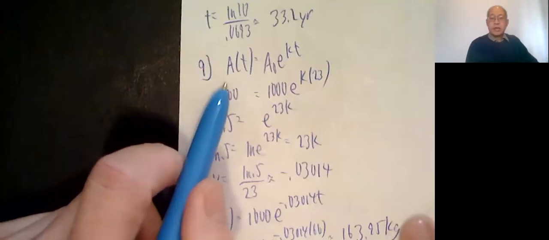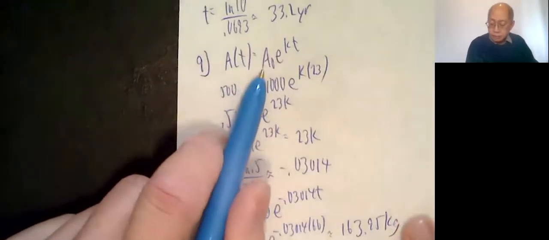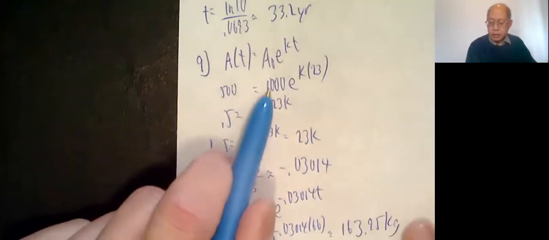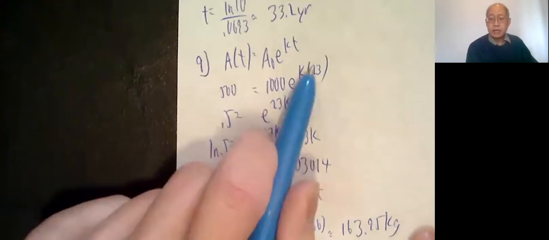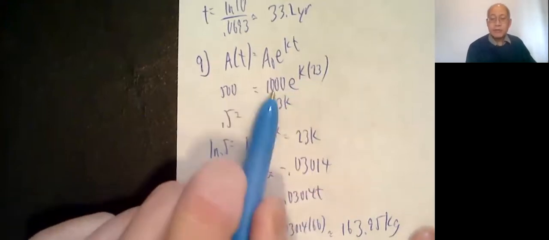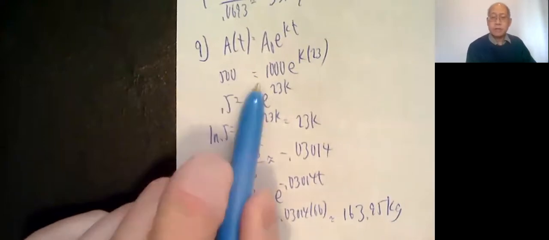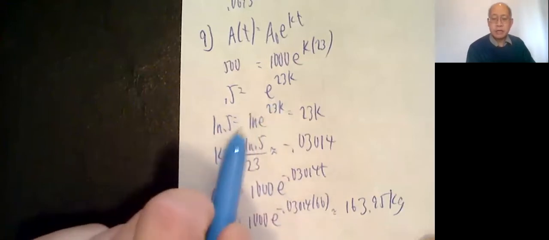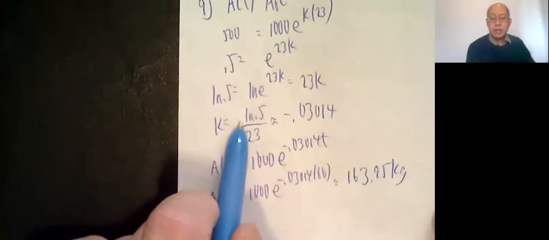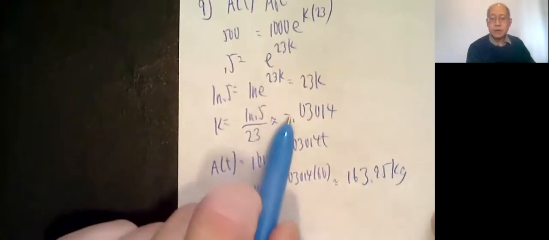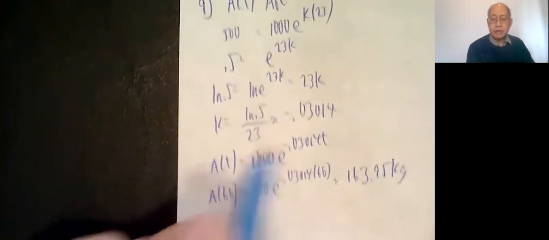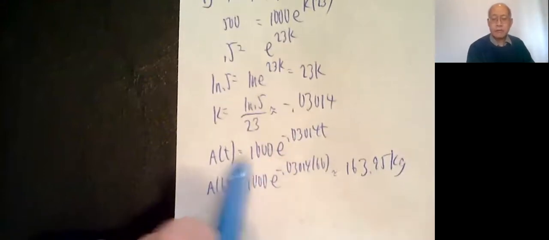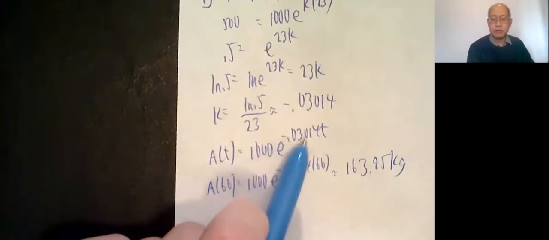And 9, start with A(t) = A0 e^(kt). Okay, we start with 1,000 kilograms, and you're given a half-life of 23 days. So I plug in 23 for the time. Half of 1,000 is 500 for the new amount. Divide by 1,000. 0.5 equals e to the 23k. Take the natural log of both sides. These cancel out, so you just have 23k. Divide by 23. k is ln 0.5 over 23, negative 0.03014. Plug that back in here. So this is my new formula for A(t): 1,000 e^(-0.03014t).